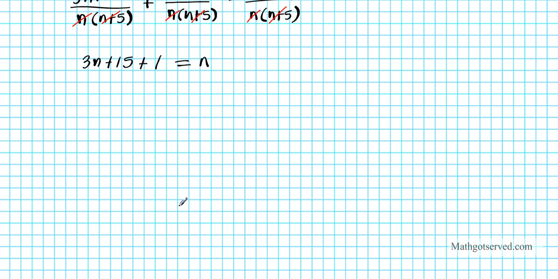Okay? Alright, so let's simplify it some more. So we'll have 3n plus 16 equals n. Let's subtract 3n from both sides. Subtract 3n, subtract 3n. Using the reflexive property of equality, I can switch this equation around. So I'll have negative 2n equals 16. Okay? So to finally isolate n, I'll divide both sides by negative 2. So we'll have n equals negative 8.